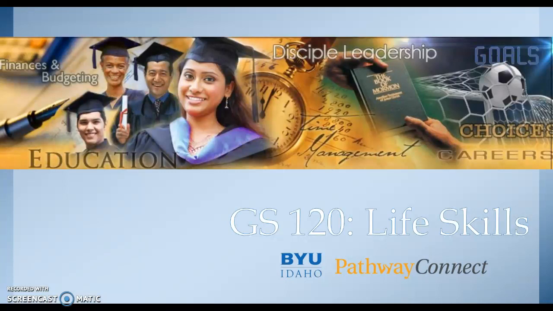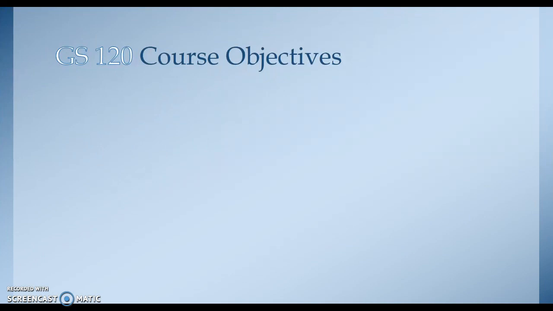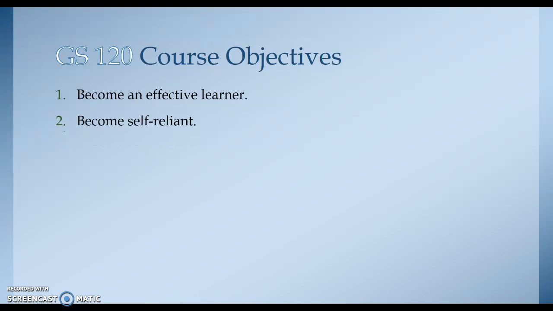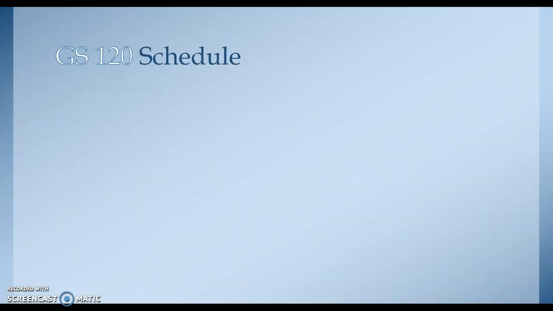GS 120 Life Skills is a great course to begin your pathway to learning. The course has three main objectives: to become an effective learner, to become self-reliant, and to serve your family, church, and community. In order to accomplish these objectives, there are some different kinds of lessons that you will be doing throughout the semester. This will be our schedule.